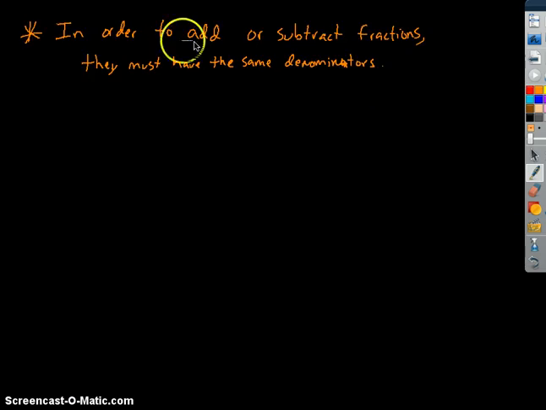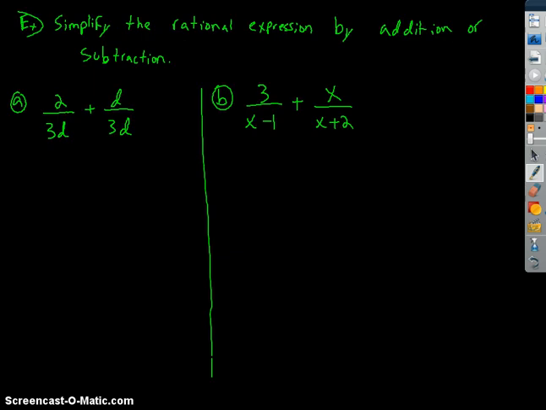Okay, last type of example. In order to add or subtract fractions, you must have the exact same denominators. So to have the same denominators, we can't add them or subtract them. So for example, simplify the rational expressions by addition or subtraction. So given these two, we want to simplify them. The rule is they have to have the same denominator. These already have the same denominator. So there's not much to do.